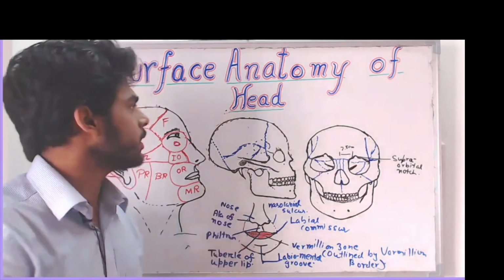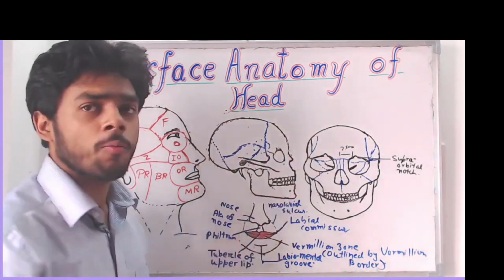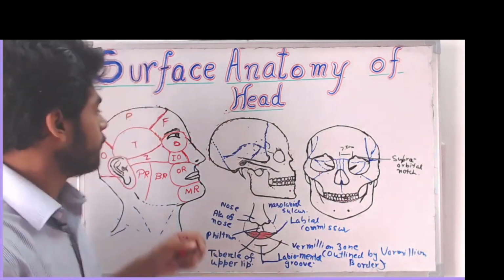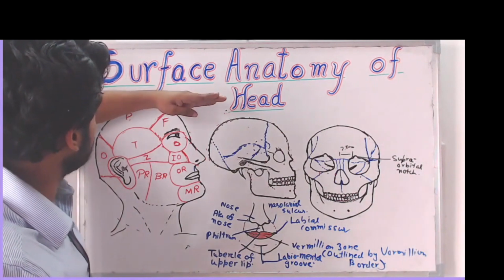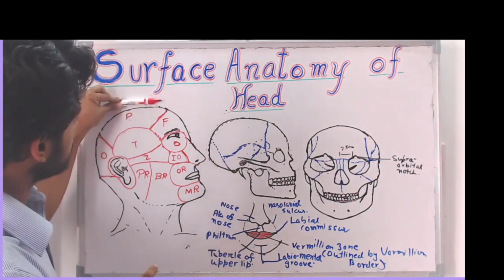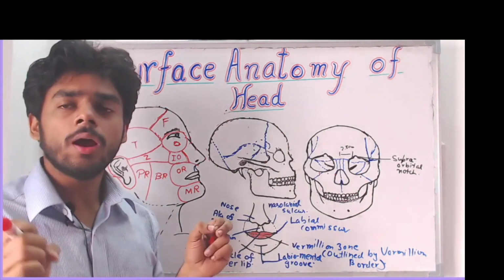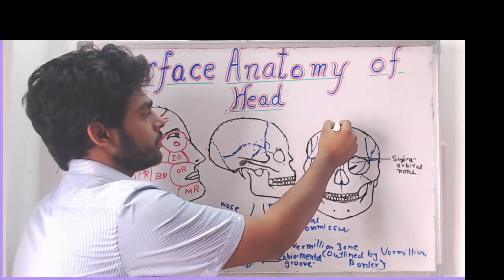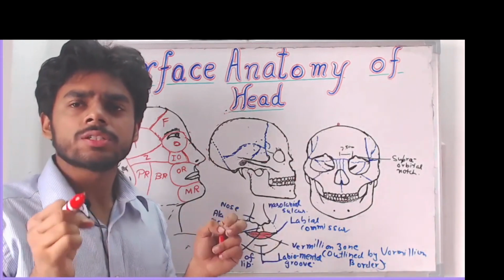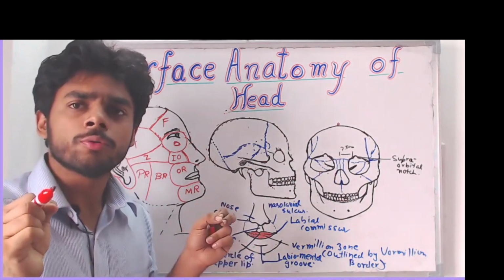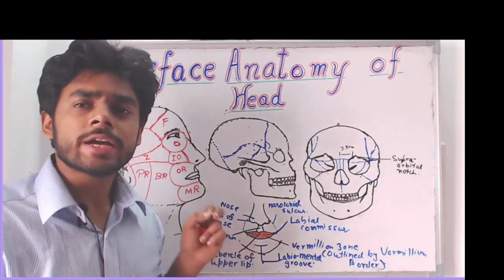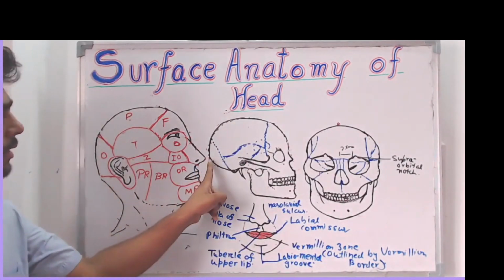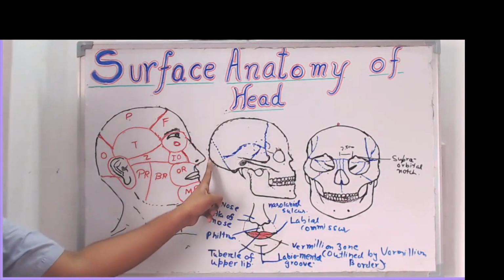And then we have the vertex. This point is the vertex. What is the vertex? It is the highest point on the top of the head in the midline. When you put your hand like this, the vertex is the highest point on the top of the head in the midline at this region. Okay. After the vertex we come to the external occipital protuberance. We already studied the external occipital protuberance; here in this part, this is the external occipital protuberance.